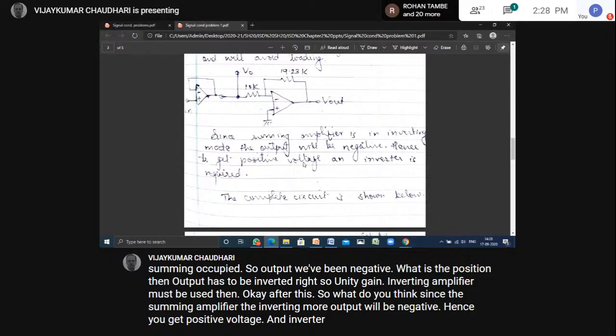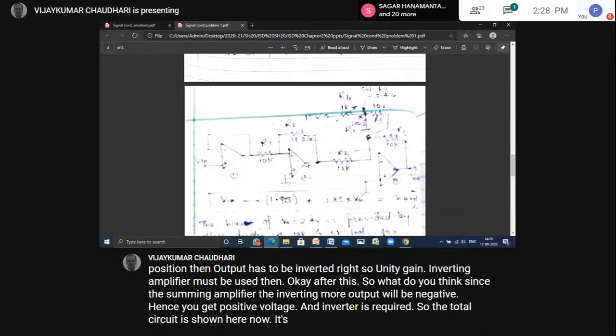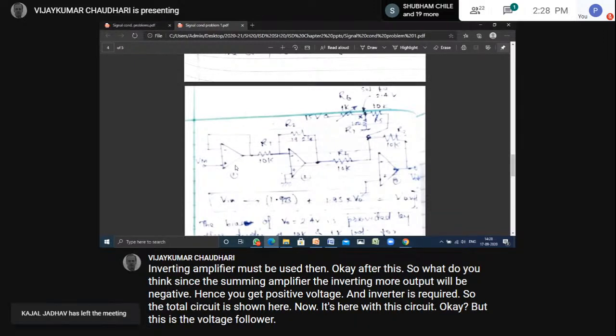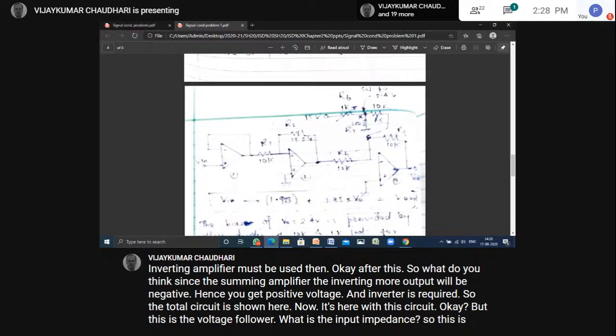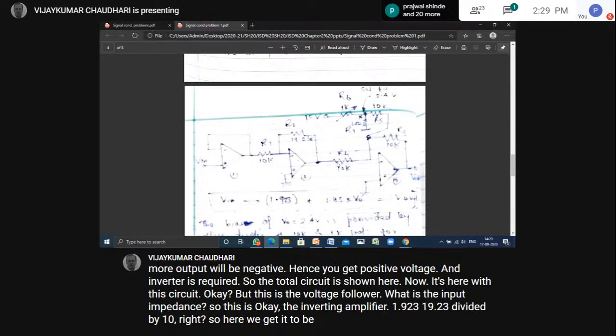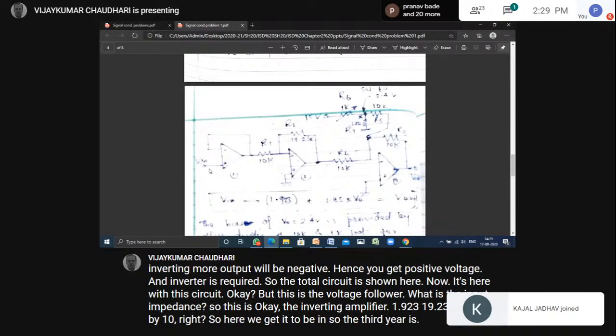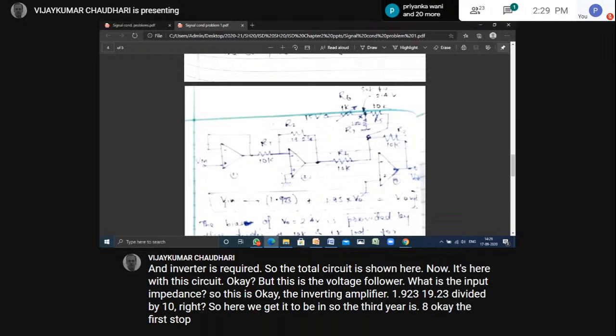So the total circuit is shown here now. You have to bear with this circuit. So this is the voltage follower. What is the purpose of the voltage follower? To increase the input impedance. Right. So this is the inverting amplifier with gain 1.923, 19.23 divided by 10. Right. So here we get 1.923 into Vin. So the first term is 1.923 into Vin.